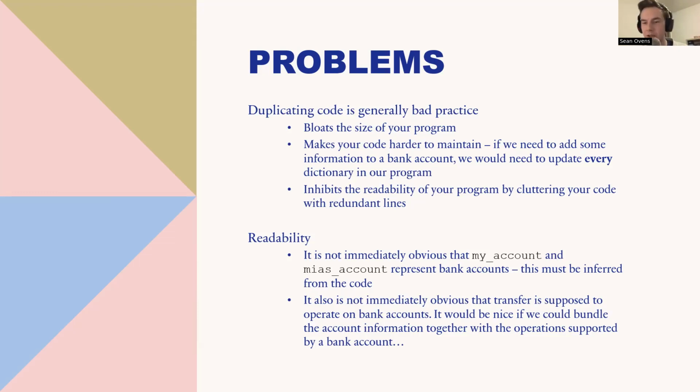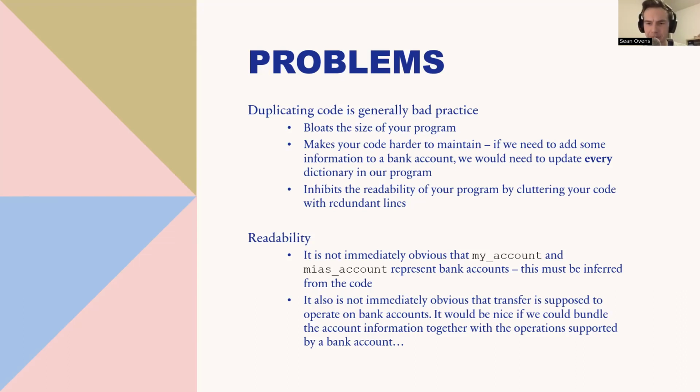If we needed to do that, what we would need to do with this dictionary-based approach is go through our entire program, find every single dictionary that represents a bank account, and add the interest rate as a key to those dictionaries. And that's what I mean by making your code harder to maintain. And finally, it just makes your program harder to read because you're adding unnecessary clutter with these redundant lines. And there's a couple more problems with respect to readability.